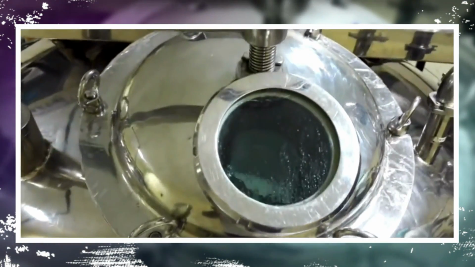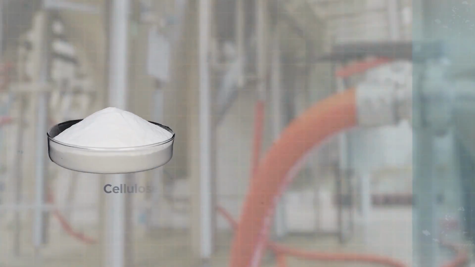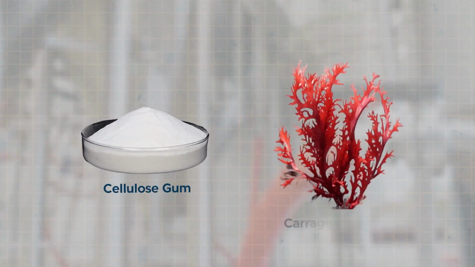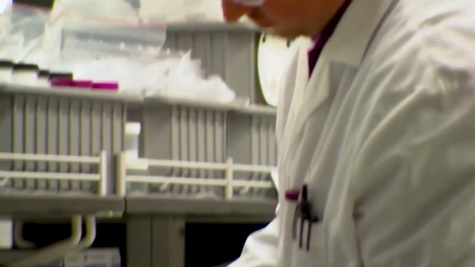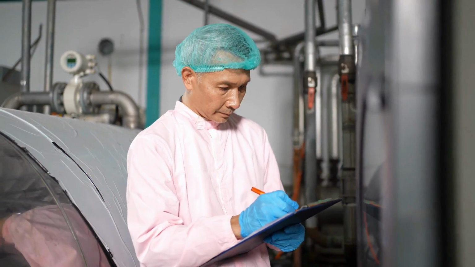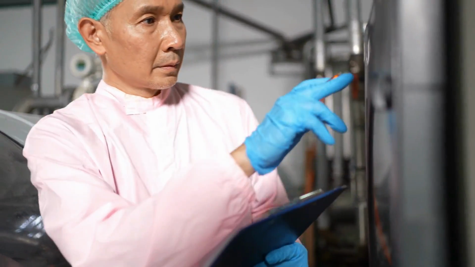Stabilizers and thickeners are incorporated to maintain the toothpaste's texture and consistency throughout its shelf life. Common stabilizers include cellulose gum or carrageenan. Quality control tests are conducted throughout the manufacturing process, checking for consistency, pH levels, fluoride content, taste, and other specifications. Any deviations from the required standards are corrected to uphold the product's quality.